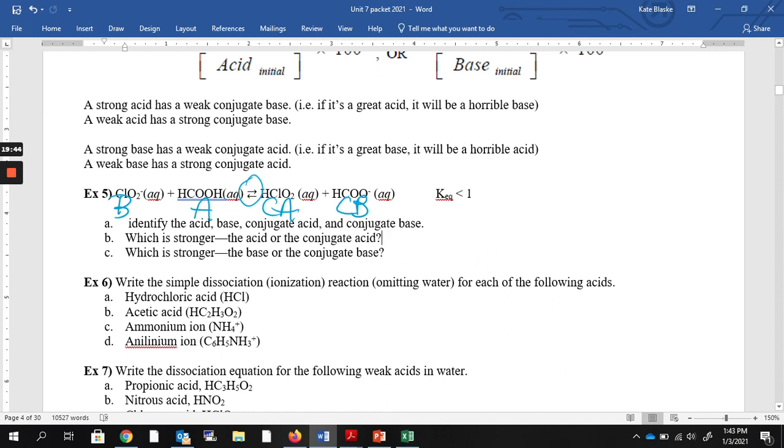So if I have an acid or a conjugate acid, my acid is a weak acid. My conjugate acid is the conjugate of a weak base. The conjugate of a weak base is going to be a fantastic acid. So in this case, the conjugate acid is going to be stronger. Same thing with the base and the conjugate base. If I have a weak acid, it is going to form a strong conjugate base. I'm starting off with a weak base on my reactant side. So again, the stronger is going to be the conjugate base. So if I'm starting off with weak acids or bases, the conjugates are going to be stronger.